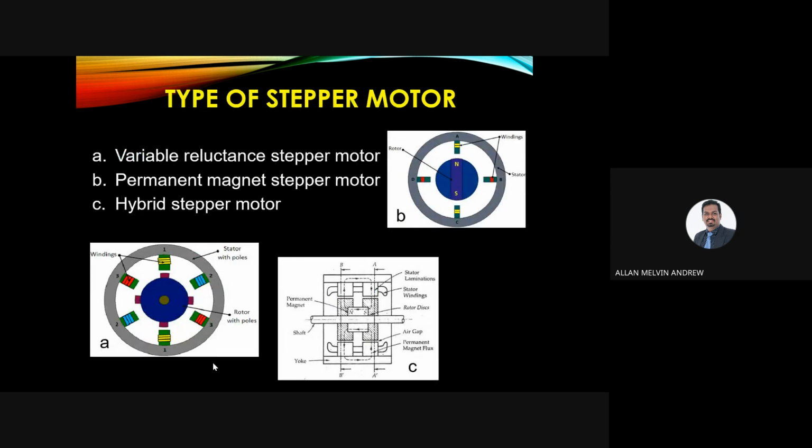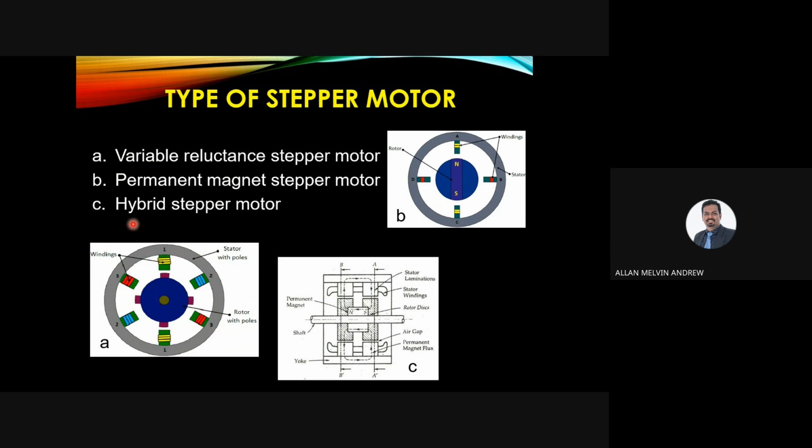Now, the types of stepper motors. Usually we can see these three types. First, the variable reluctance stepper motor, A. This is the construction. Usually the construction will be different. In some, the permanent magnet will be moving, in some the stator will be moving, and at times the rotor can be moving. It depends on how we construct the stepper motor.